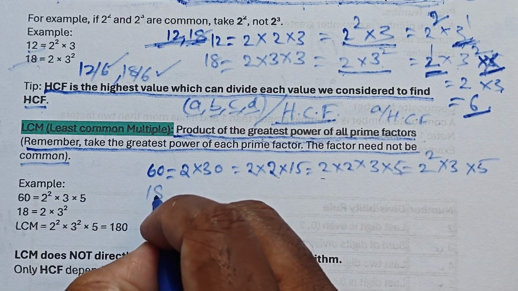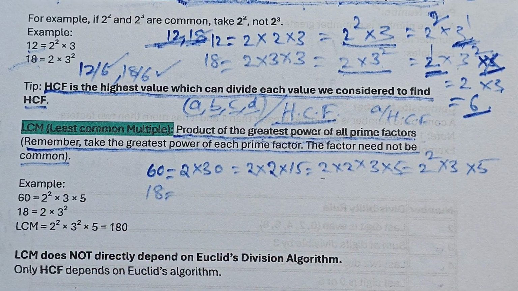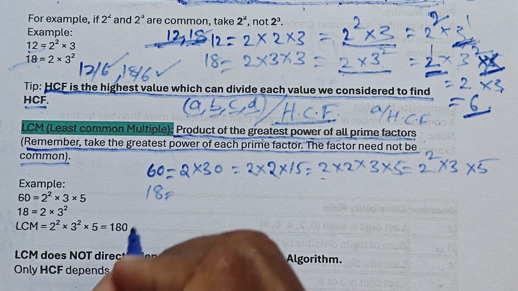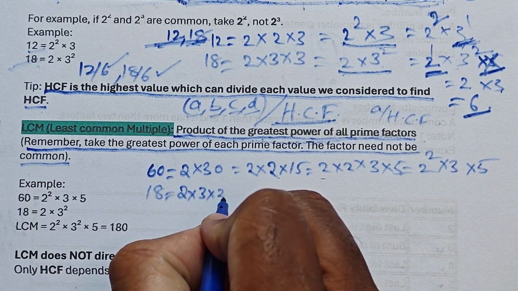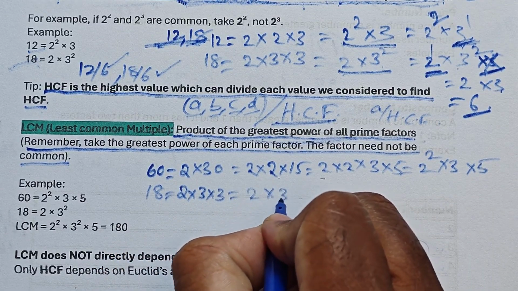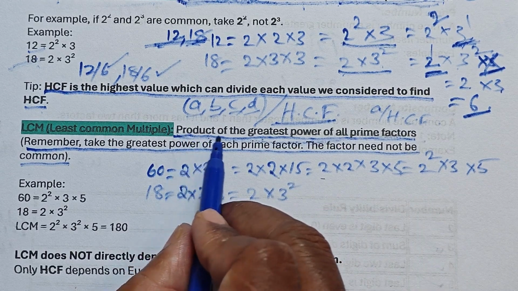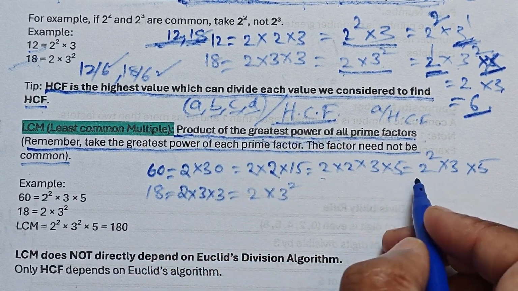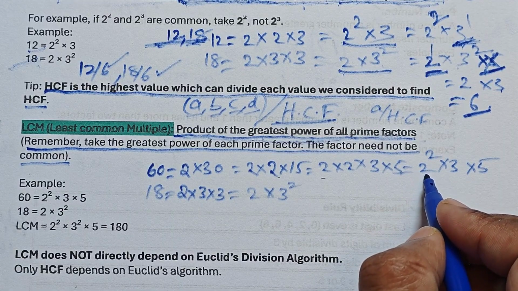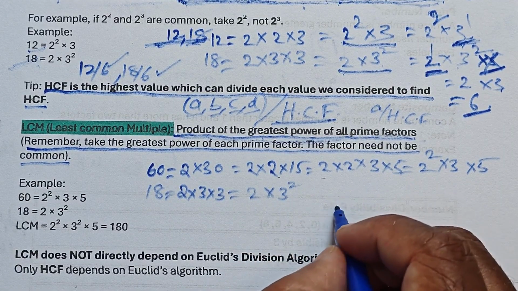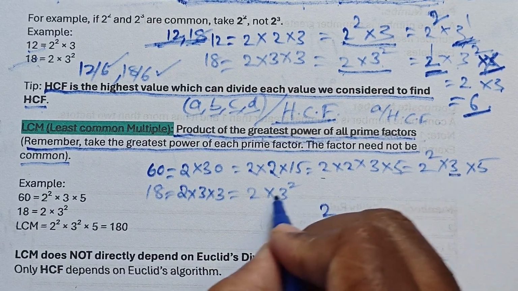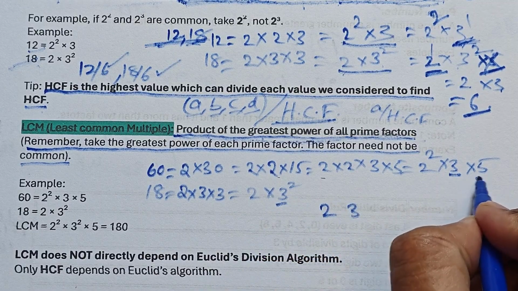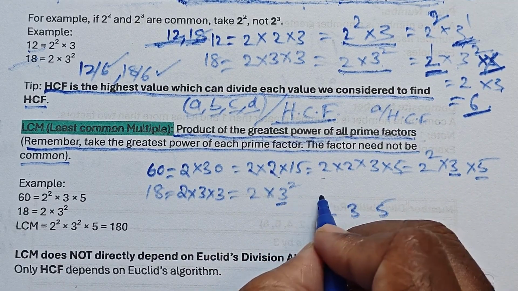Similarly, if you take 18, what 18 actually is, we know it, 2 into 9, that is 2 into 3 into 3, 2 into 3 square. If you recall, the product of the greatest powers. What do you do first? List out all the factors. 2 is present here, 3 is present, 5 is present only here. Are there any additional factors?